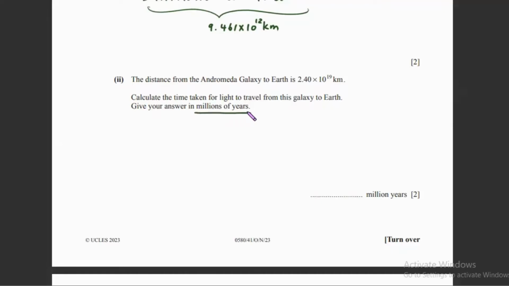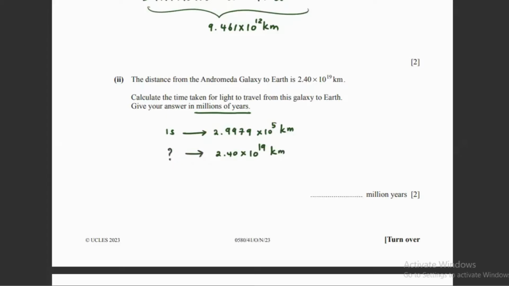This is very important. Now, we already know in the question it's mentioned that in 1 second, light travels 2.9979 times 10 to the power 5. So this is what is given to us. This is given in kilometers. Now, we need to see to travel this distance, which is 2.40 times 10 to the power 19 kilometers, how much time it would take.